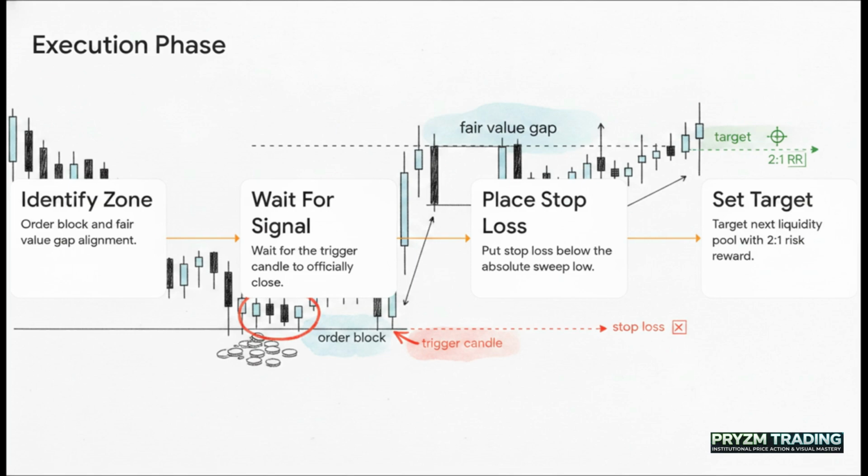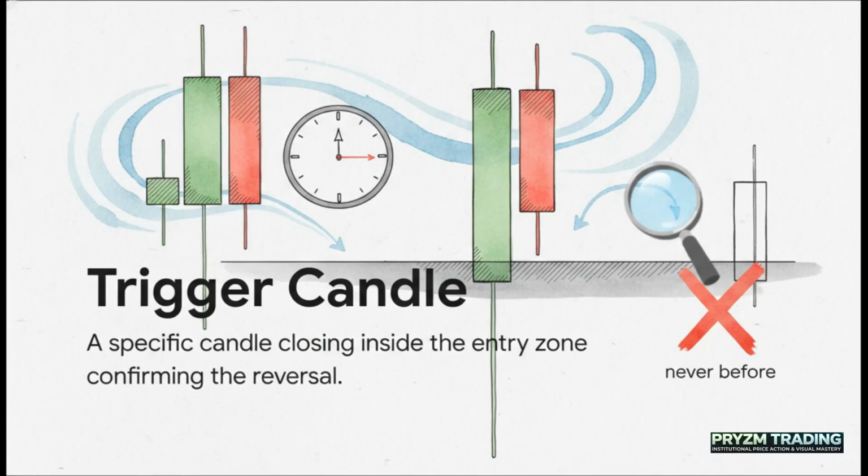Let's break these down a bit more. Let's zoom in on Step 5, the trigger candle. Price is pulled back into your zone. But again, you don't just buy blindly. You wait for a specific trigger, like a bullish engulfing candle, or a candle with a really long lower wick that closes back inside the zone.